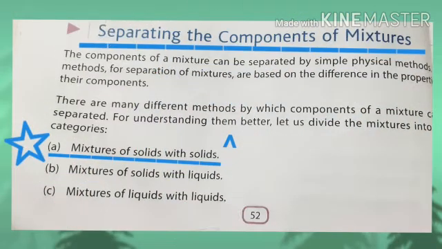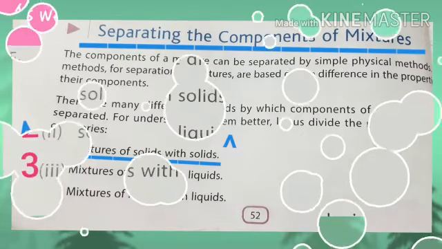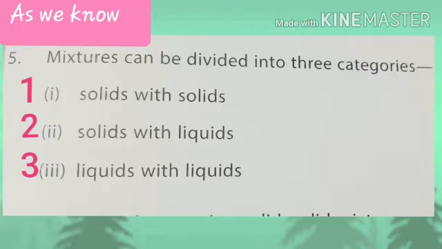As you know, we are discussing the second half of our chapter, that is separating the components of mixtures. We are learning the methods by which we can separate the components of mixtures. And dear student, we put these mixtures into three categories. First of all, solids with solids, second solids with liquids, and third liquids with liquids.